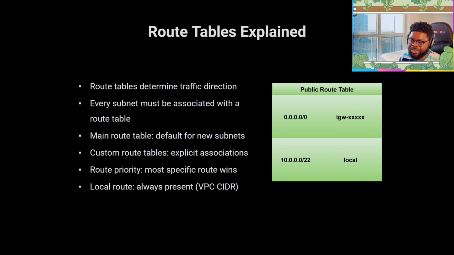So with explicit association, you can say go here, right? And then route priority: the most specific route wins. That's one thing with networking that we'll see as time goes on, is that when you have two routes, the one that is most specific is really the path it's going to take, right? And then there's always the local route present, which is what the quiz was asking about, right? When you create a default route table, there's a local route, which is just how I see other services that are within this VPC, right?